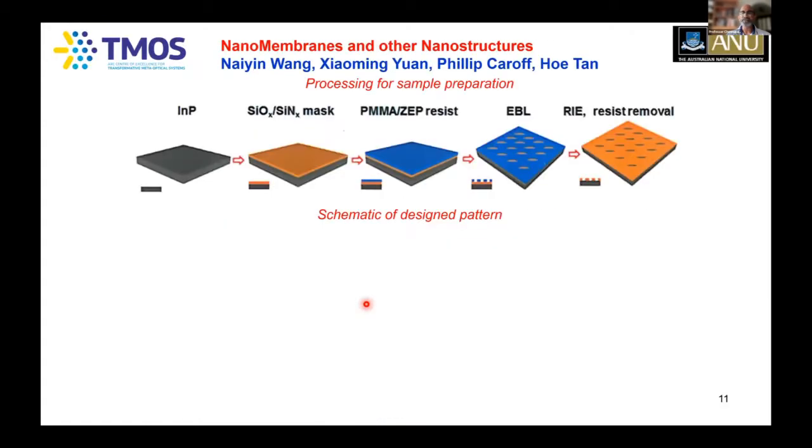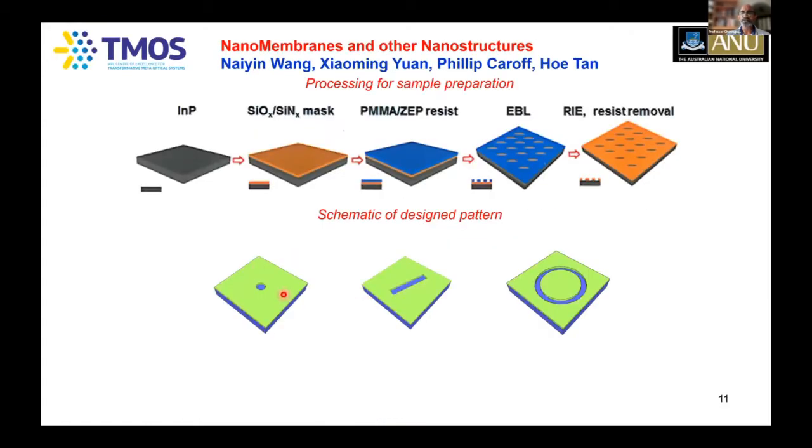So we asked ourselves, instead of opening a hole in this mask, what will happen if you open a slot or a ring? Again, this is work of my former student, Dr. Nain Wong, who is now a postdoc in the group. He does the same thing, deposits some silicon dioxide, puts some photoresist, and instead of opening a hole, he patterns these slots and rings, and then tries to grow these indium phosphide nanostructures.